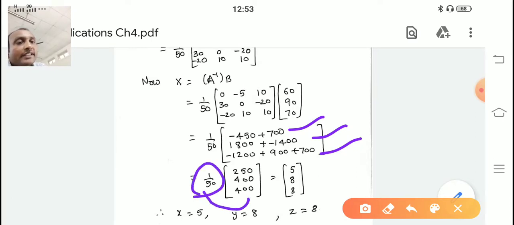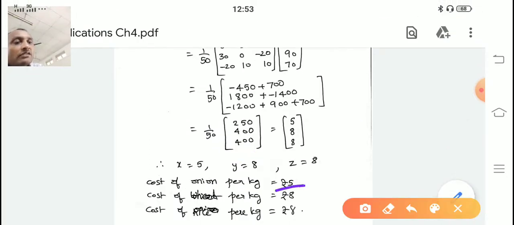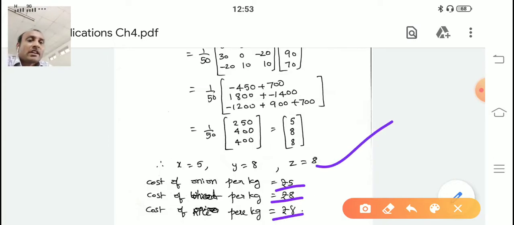Finally, you send the outside determinant value inside, and you get the values 5, 8, 8. That means 1 kg onion costs 5 rupees, 1 kg wheat costs 8 rupees, 1 kg rice costs 8 rupees. But the costs were like that when the book was prepared; the costs have increased so much now, we know very well. Now, I have written the answers here according to the textbook answers.